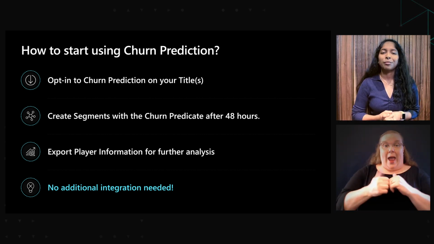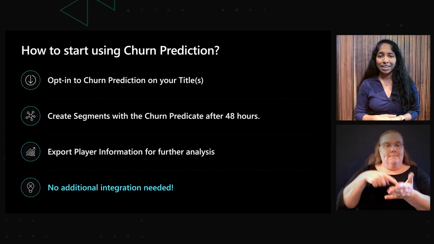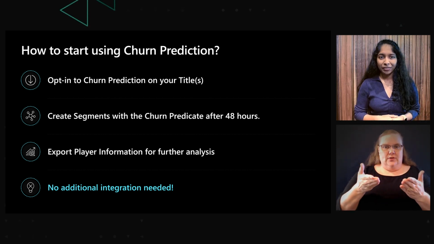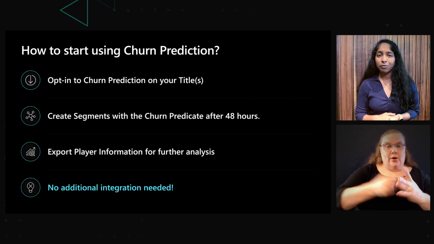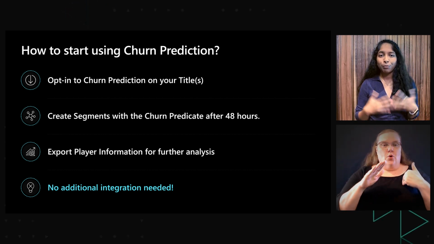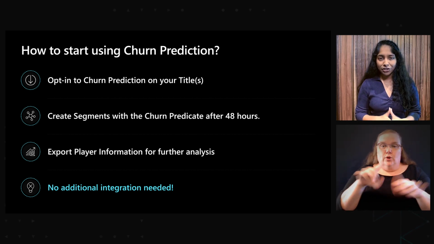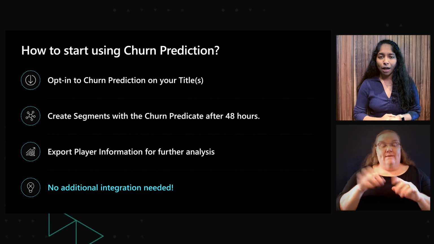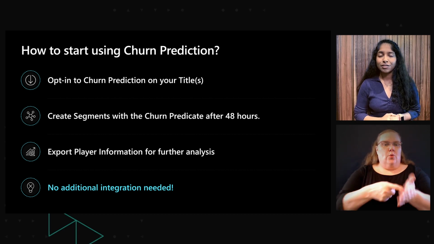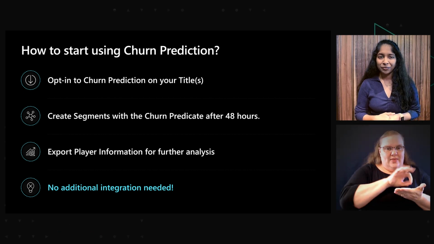Churn Prediction is a premium paid opt-in service, which means that you can enable and disable the feature at any point of time. The only prerequisite is that we request you to have your billing and payment information updated prior to enabling the feature on your title. Once the feature has enabled, we require 48 hours for the data to be ingested and scores to be generated, after which you can create the segments directly.